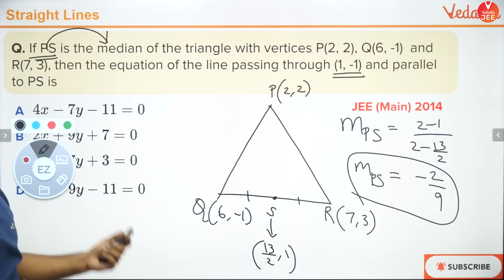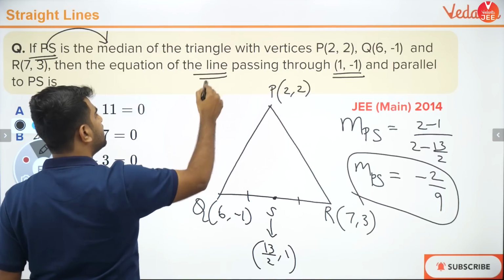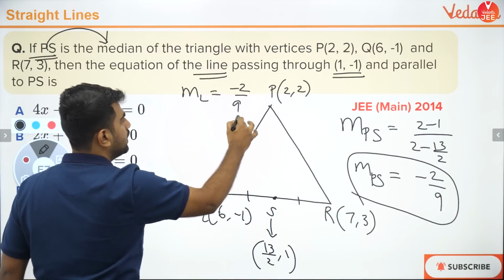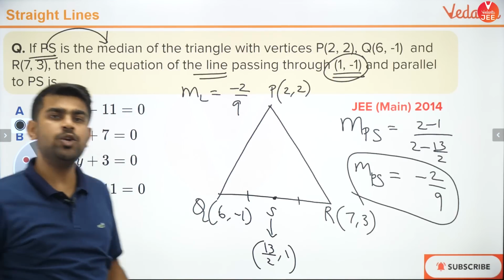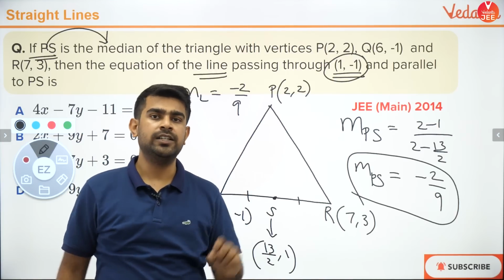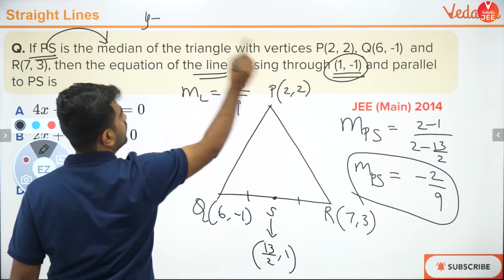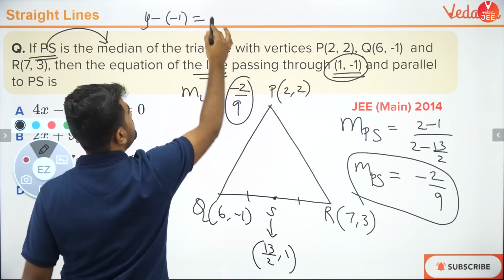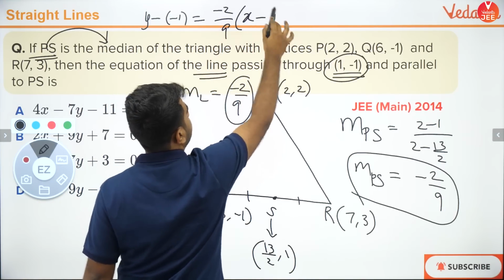So I got the slope of my line. Because it is parallel, the slope of this line, which is ML, will also be equal to minus 2 by 9. And I know that it passes through (1, minus 1). So what form will I use? One point slope form. So what is that? y minus y1, which will be minus 1, is equal to m, m is minus 2 by 9, m into x minus x1.